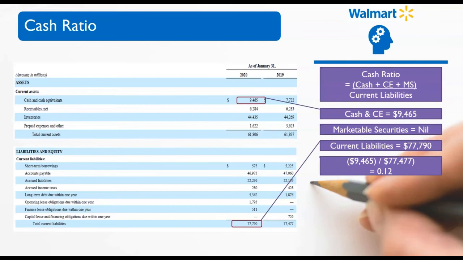So now, what does this mean and how does it compare to Amazon? Well, this tells us that Walmart only has 12 cents of liquid resources to cover every $1 of current liabilities. In other words, Walmart does not have a large cash balance on hand when we compare it to the current liabilities on its books. So overall, when we compare Walmart to Amazon, we can see that Amazon has a much healthier cash ratio than Walmart.